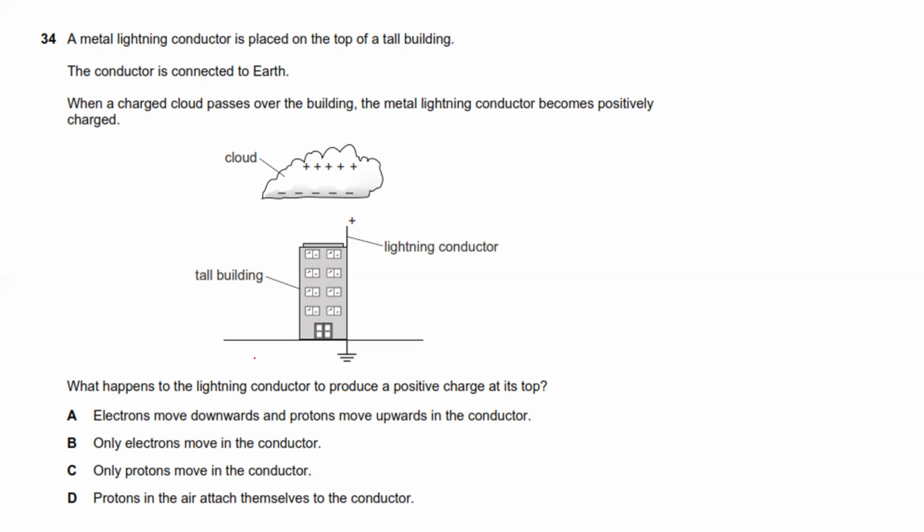So electrons move downwards and protons move upwards in the conductor? Protons do not move, so only electrons move in the conductor. There are no protons in the air either. So answer B is the right choice we have in this case.